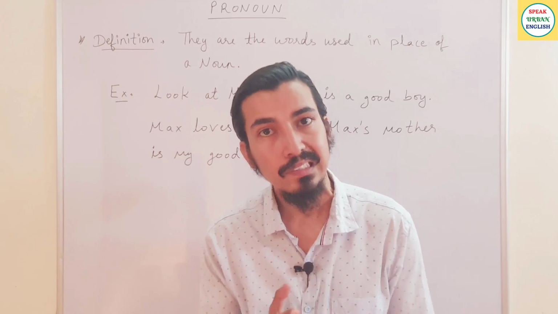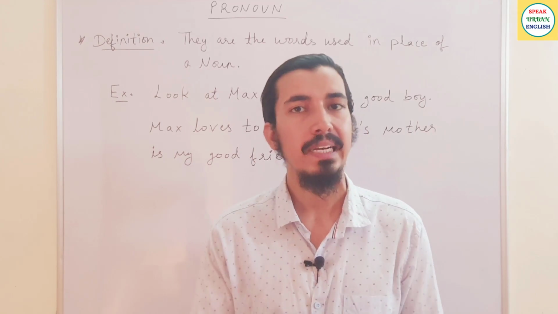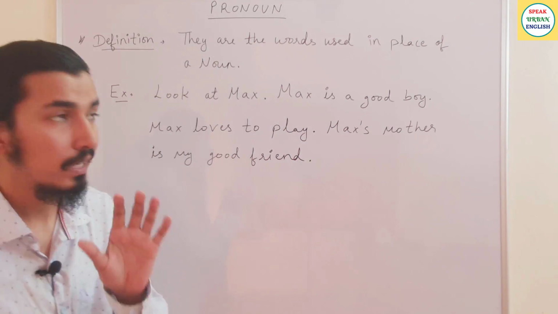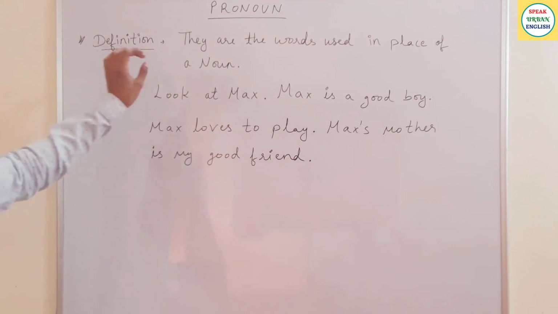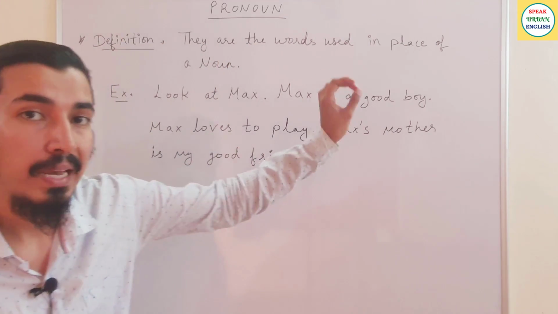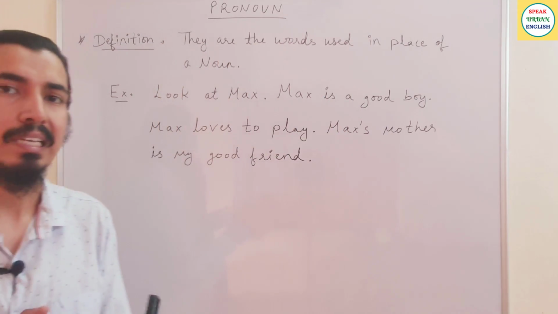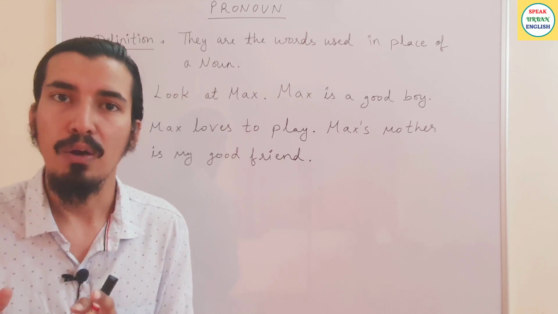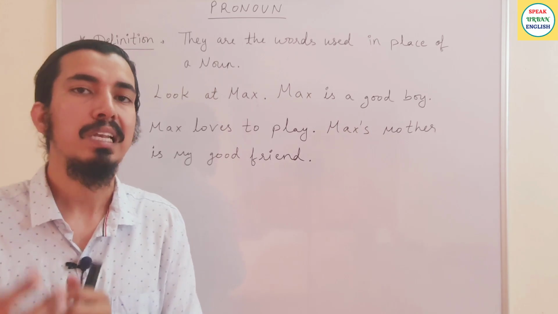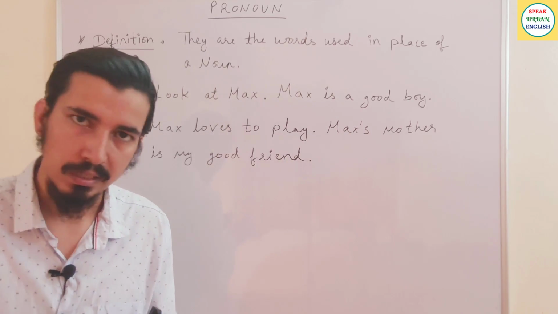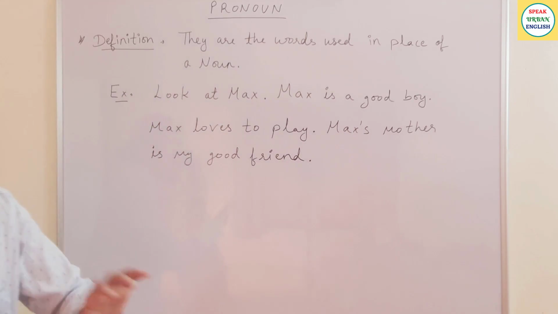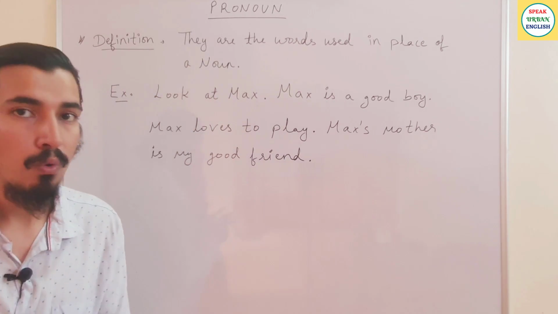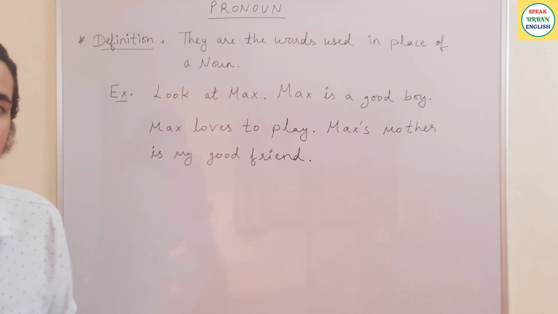So the very first question, guys, that comes to our mind is, what is a pronoun? What is basically a pronoun? I've written the definition on the board. See, they are the words used in place of a noun. So basically, pronouns are the words that are used in place of a noun. What is a noun? A noun is the name of a creature, place or thing. I have told you before. So pronouns are the words used in place of a noun. How? Let's understand it better with an example.